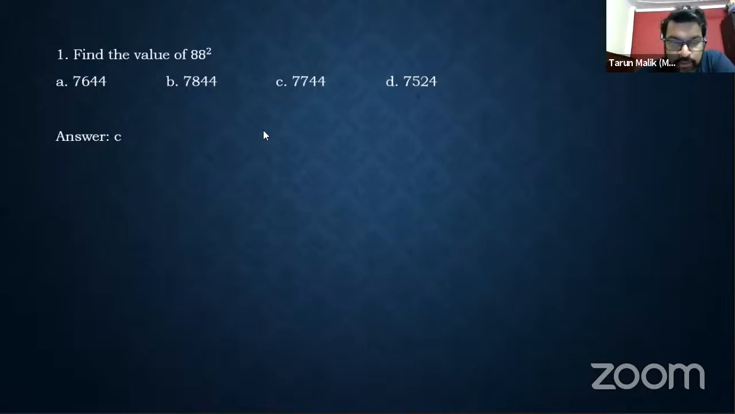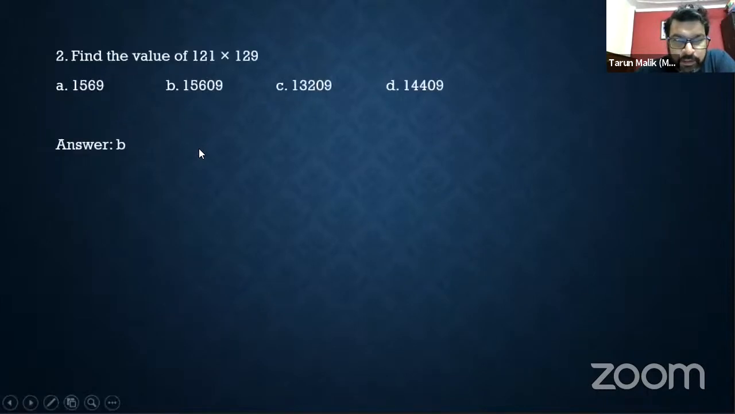Okay, so first is very easy. In fact, we had just done it. Yeah, 7744. Should not take more than 30 seconds. Second was again simple. Sum of unit place is 10. So 9 into 1 is 09, and 12 into 13 is 156. So option B.